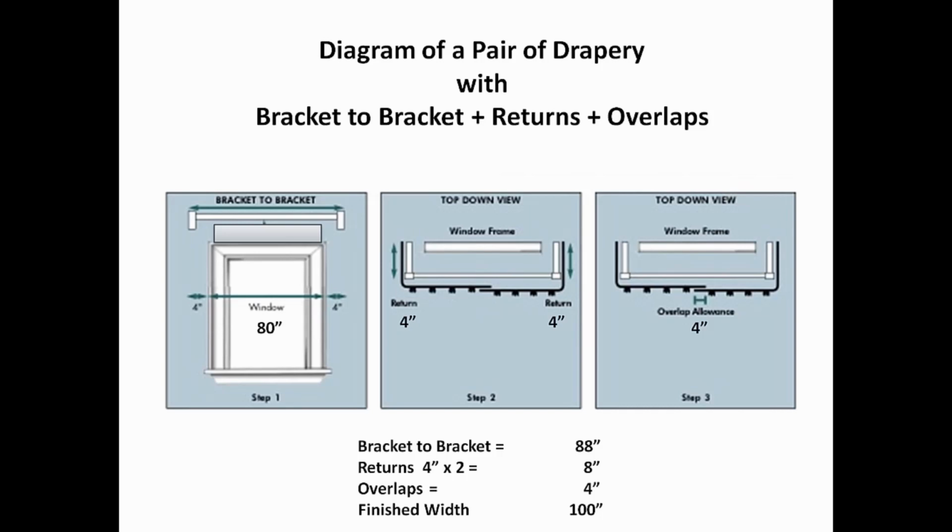At Carroll Fabrics, that's what we're looking for, what we call the finished width, including the overlaps and the returns. That would be the specified measurement that you would give us, and we would build you a drapery to fit the scenario that we just did here.